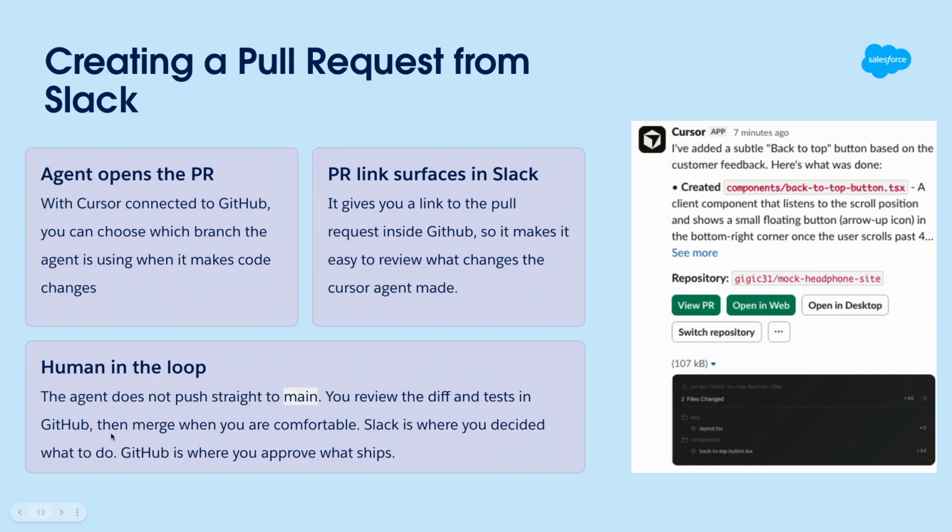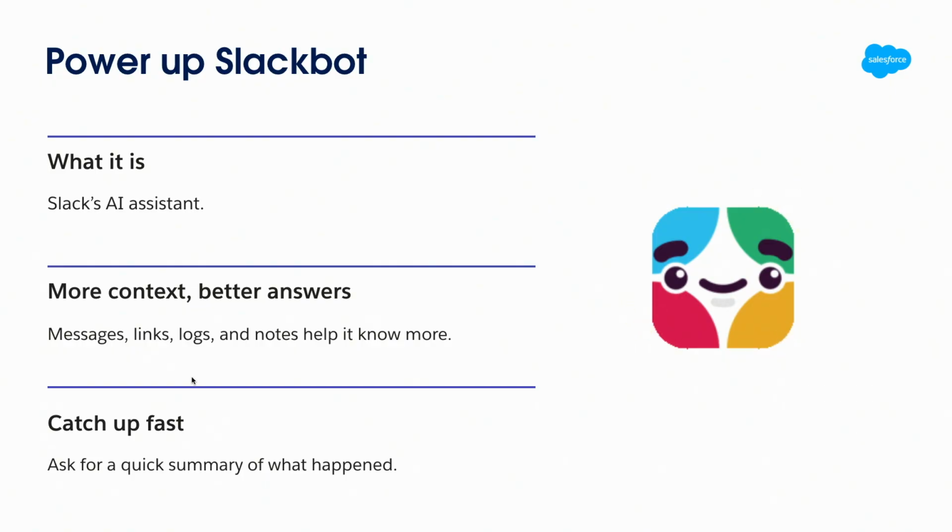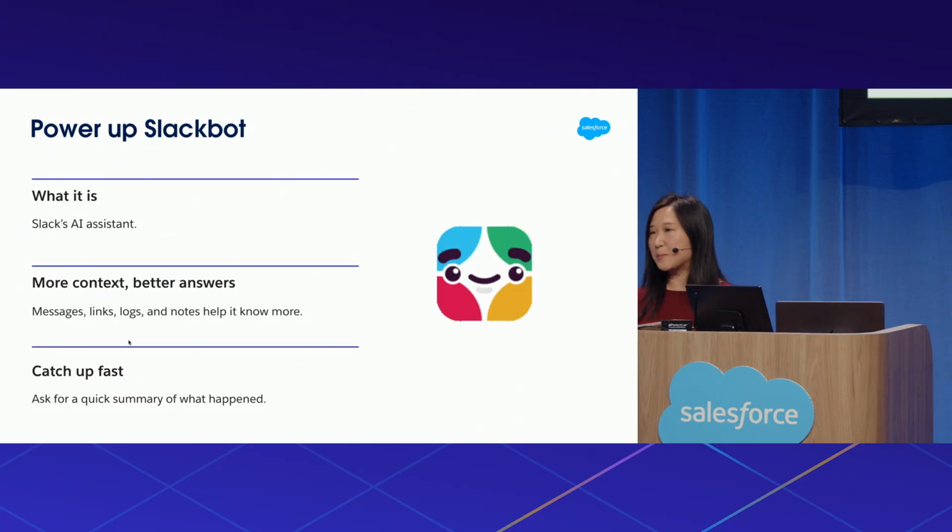So I mentioned that you can power up Slackbot. So what do I mean by that? If you're not familiar with Slackbot, it's a native AI agent inside of Slack. And I use it daily because it's really helpful. It can read the messages and it can read files. So you can ask questions about specific PDF and document, and it can even connect to external systems. So if you can connect your AI coding agent inside of Slack, then now Slackbot has those context too.